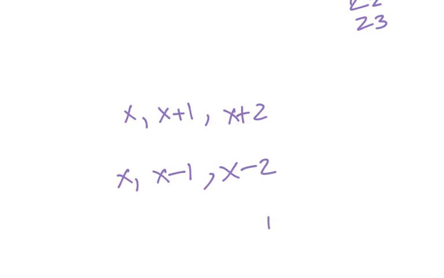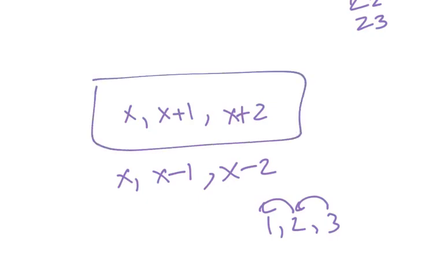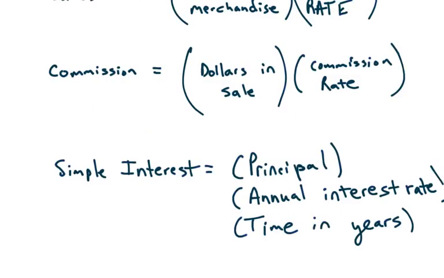That's legit as well, because if it's 1, 2, 3, 3 minus 1 gives me 2, 3 minus 2 gives me 1, etc., etc. So you can write it in a multitude of ways. Most of the time, this is sufficient. Okay, hopefully that makes sense.